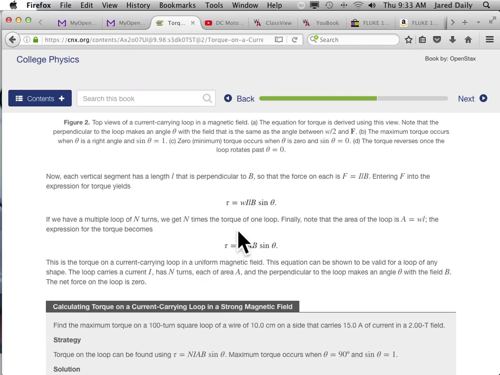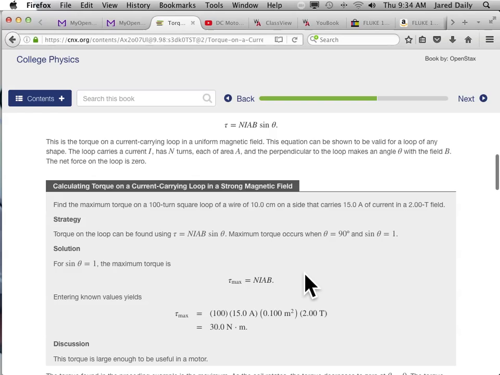So this equation right here tells you the torque on a looped wire where there are many loops of wire, N number of loops, where the area of the loops is A, the current going through the loops is I, the magnetic field going through the loops is B, and theta is the angle between the loop's normal and the magnetic field. So this tells you everything, but you have to know all these things to figure it out. But it's not that big a deal. These aren't things that are difficult to measure.